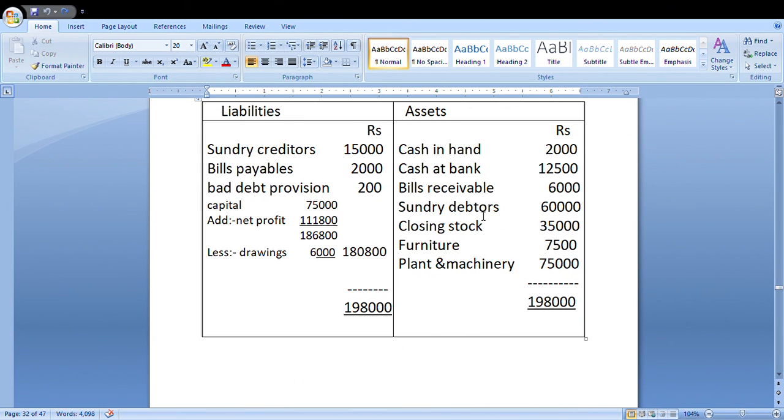Finally, you total the two sides, asset side and liability side. If these are equal, your problem is correct. If assets and liabilities are not equal, your problem is not correct, there are some mistakes. This problem is over.